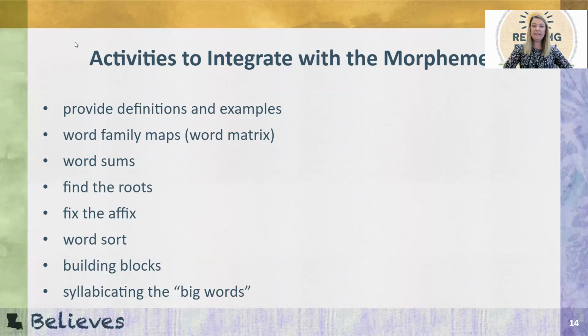So here are some different activities to integrate with the morphemes, and this is what session 2 or part 2, it'll be session 3, of morphology looks like. I will show you 2 of these. I'll model 2 of these activities for you so that you can go ahead and use them in the class if you'd like. So some different activities are provide definitions and examples. Word family maps, which are called word matrix or word matrices, is definitely one of the strategies I'm going to teach you about. Word sums, find the roots. They might be reading and they're asked to find the roots they've currently learned to assign meaning. Fix the affix, so maybe the prefix or the suffix is incorrect in the context that it's used in the text. A word sort, building blocks, and then syllabicating the big words.